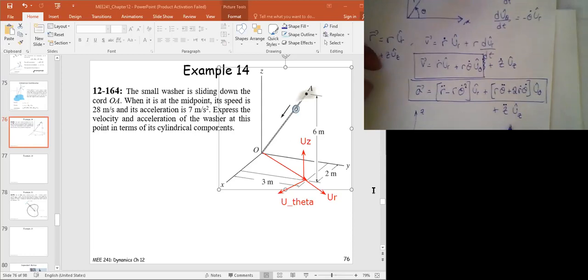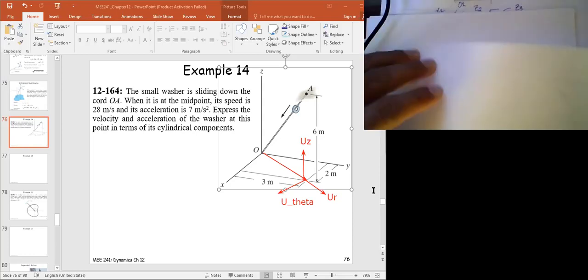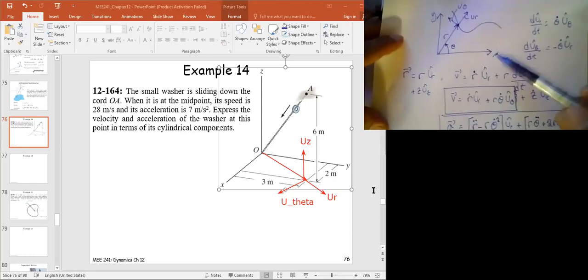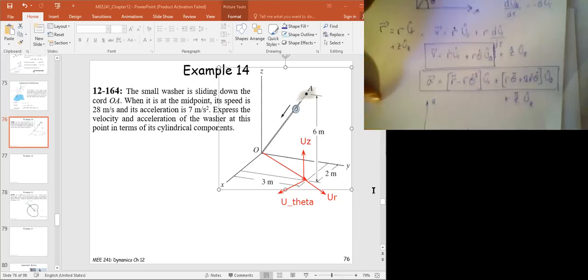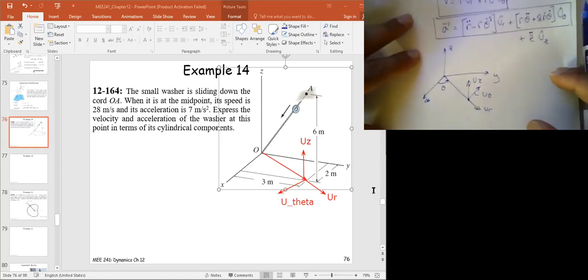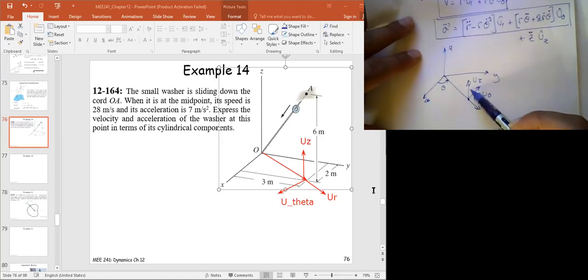Right. The z is changing, but the UZ is not changing direction. The vector is not changing direction. Okay, the vector is not changing direction.